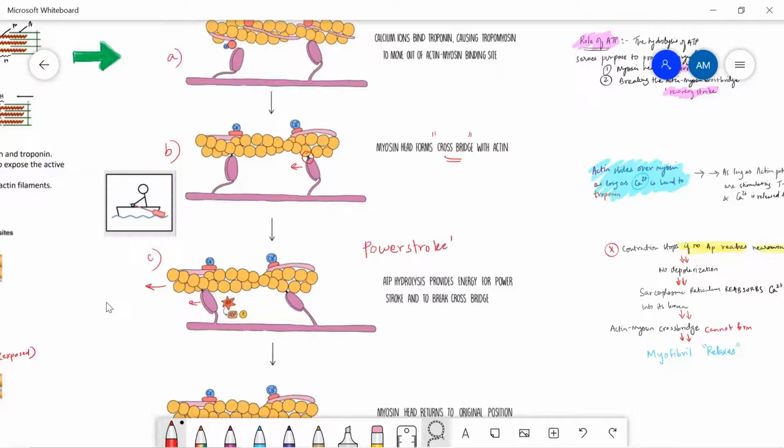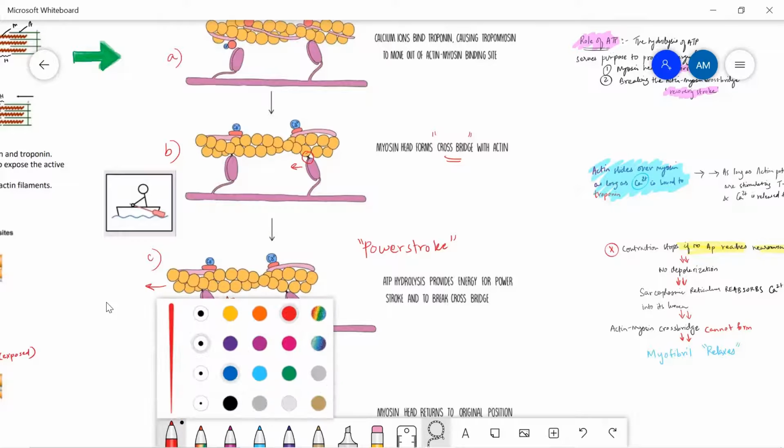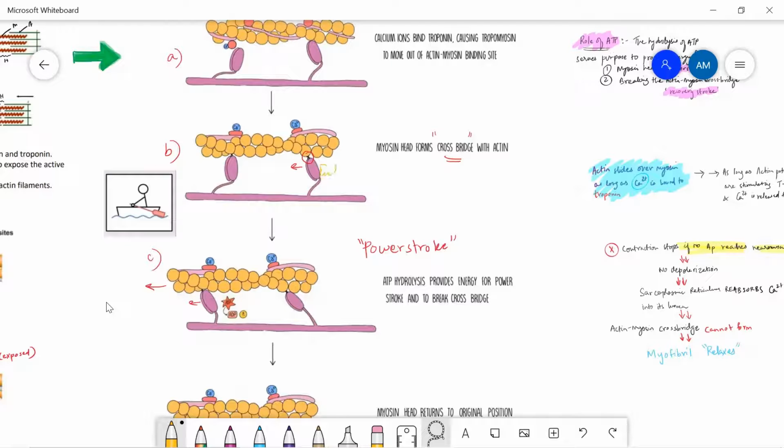For this power stroke to happen by the myosin head, ATP is needed. So something that I will add over here is, for this swiveling action to happen, first an ATP molecule will bind. Let's say one ATP binds to the myosin head. And in the next stage, this ATP gets hydrolyzed. So the myosin head has an ATPase-like action. It hydrolyzes the ATP to ADP and inorganic phosphate.